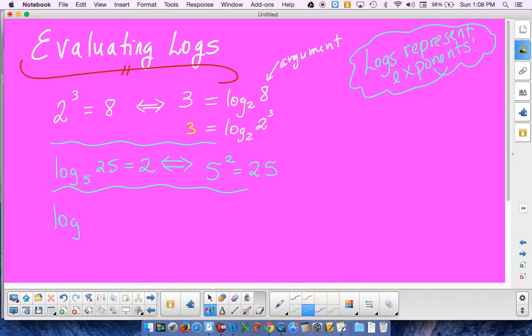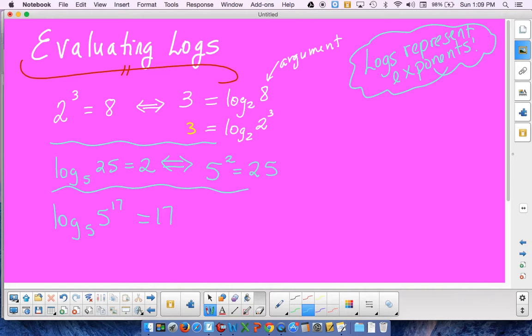If I said, what's log base 5 of 5 to the 17th power, what would you tell me? Well, a base 5 log and an exponent with base 5. As long as the bases are the same, the inverse log and exponential functions cancel out. The answer is 17. It's that simple.